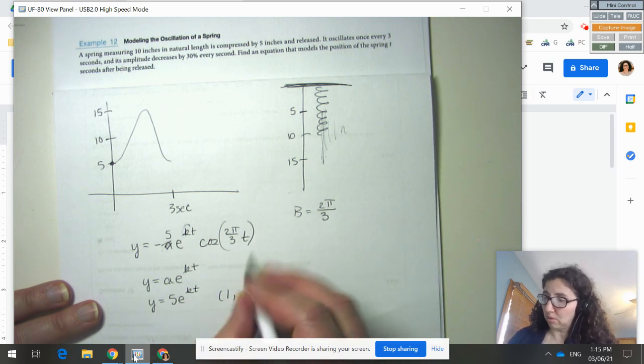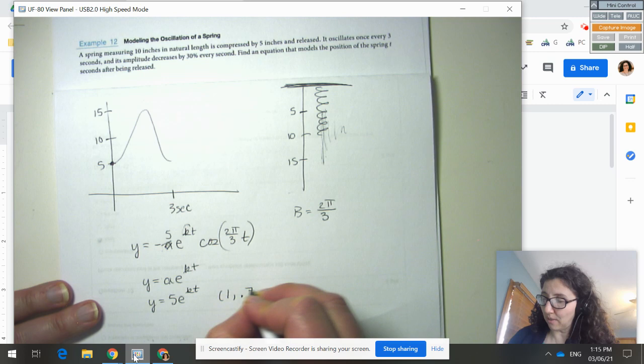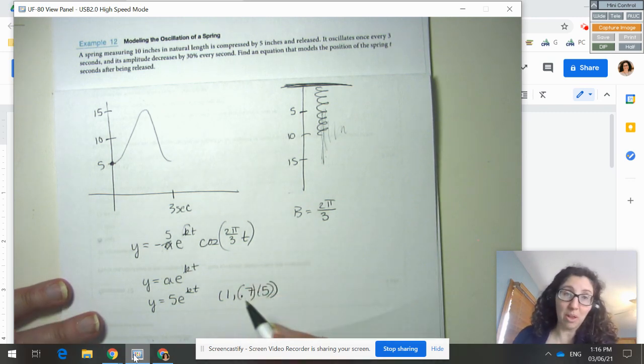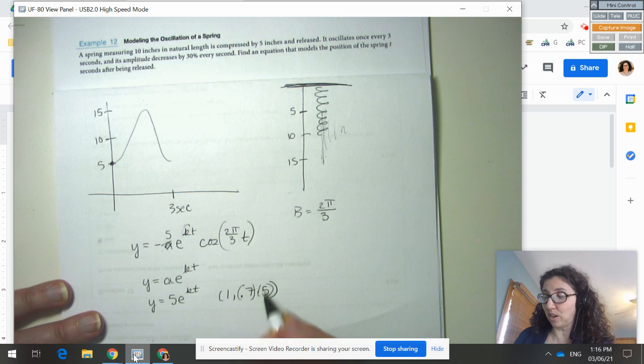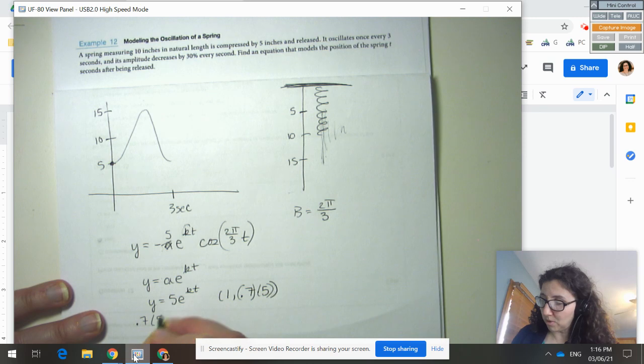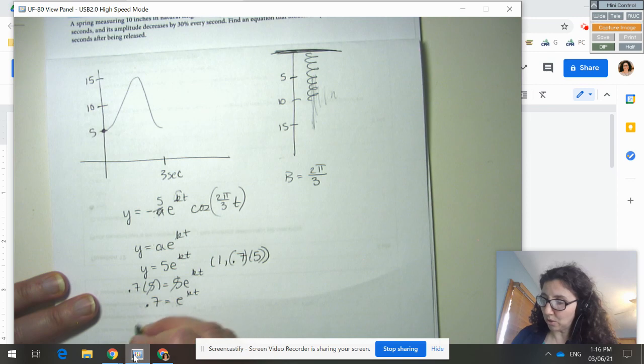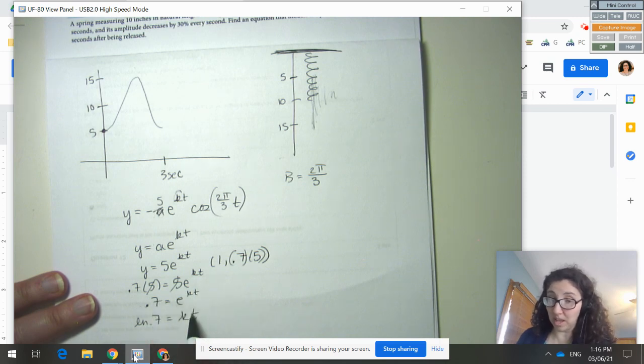what's our amplitude? Well, it decreases by 30%, so it's going to be 0.7 times 5. Let me go write it like that so it's more clear. 0.7 times 5, because it's decreased by 30%. Okay, we don't even have to figure out what that number is. If we can plug this point in, so we can say 0.7 times 5 equals 5 e to the kt. Well, we can divide by 5s, and we just have 0.7 equals e to the kt. So we take the natural logs of both sides. Right? Natural log of this, the e goes away, and we're just left with the exponent.